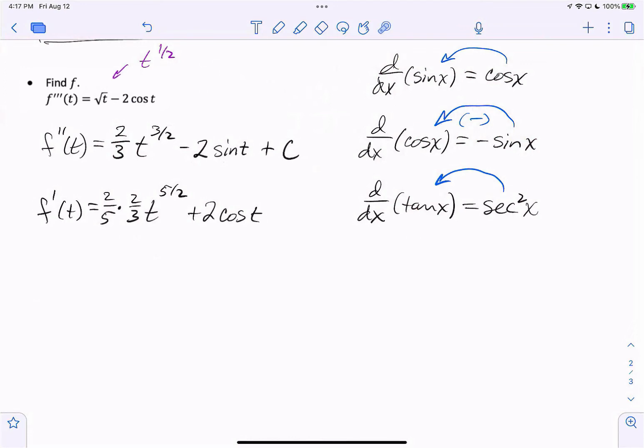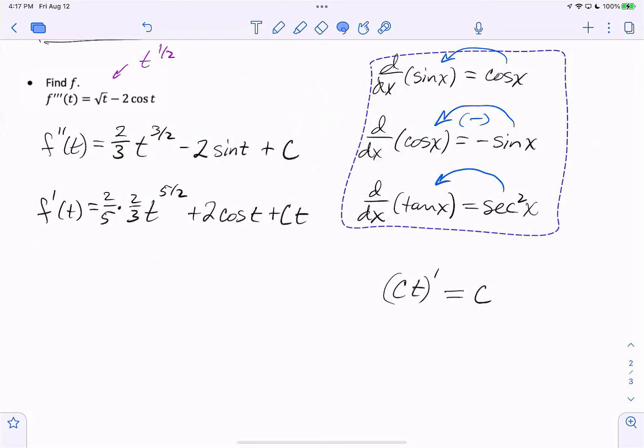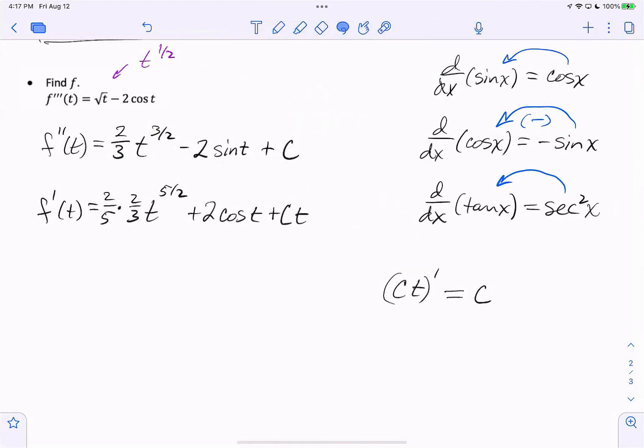Now, this c was a constant. If this was a 3 or something, I'd have to write c times t, right? Because the derivative of c times t is c. So we've got to think about going the other way, anti-differentiating. I pick up a constant. But now I'm going to move this over. Now I need a new constant here because I've done this another iteration, right?